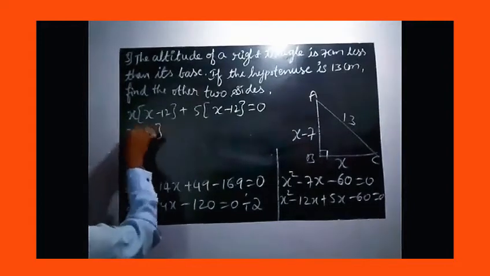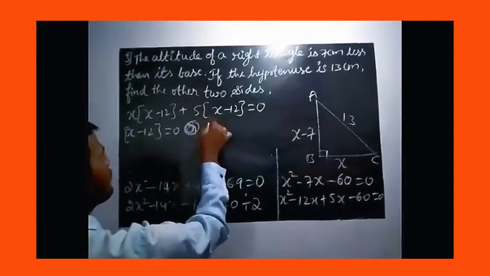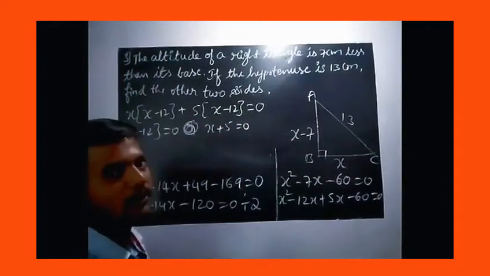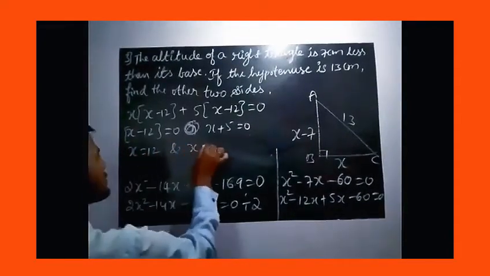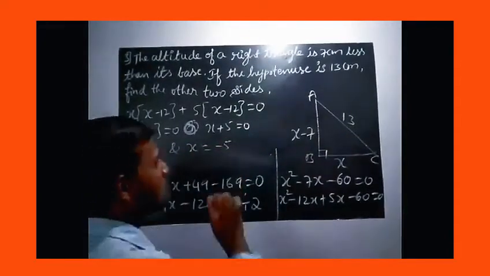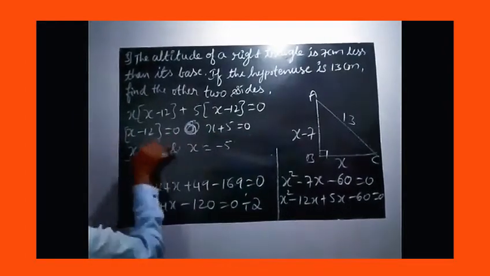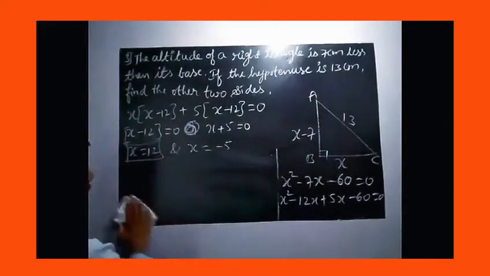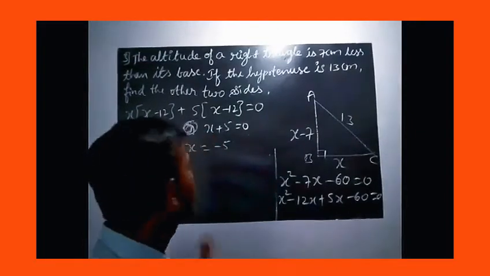x minus 12 is equal to 0, or x plus 5 is equal to 0. So x is equal to 12 and x is equal to minus 5. Sides are positive only, so that's why we have to take only 12, because sides are positive integers. We should not take the negative integers for the sides. So x is equal to 12.